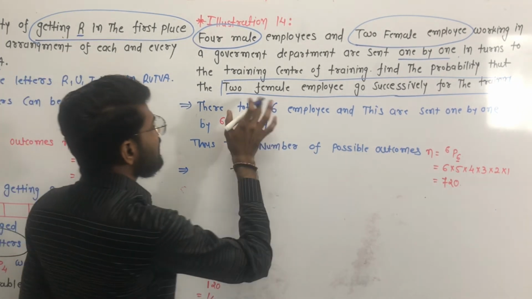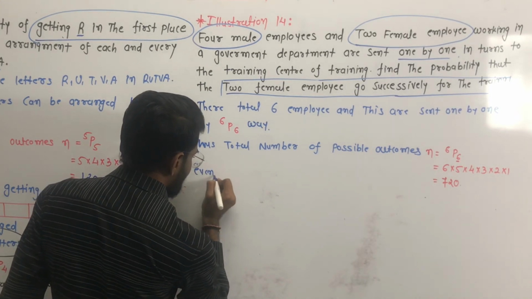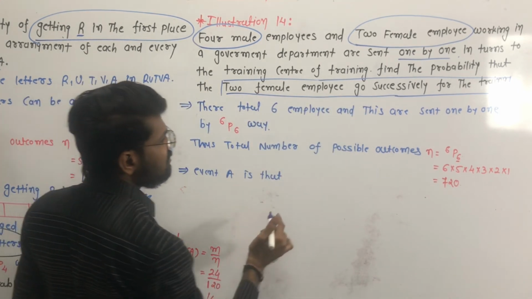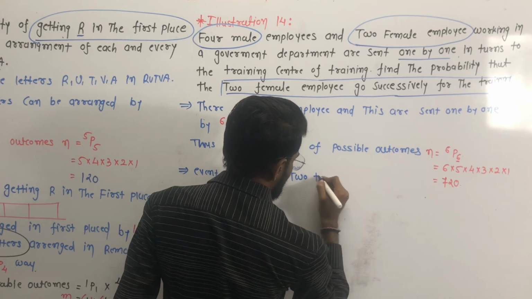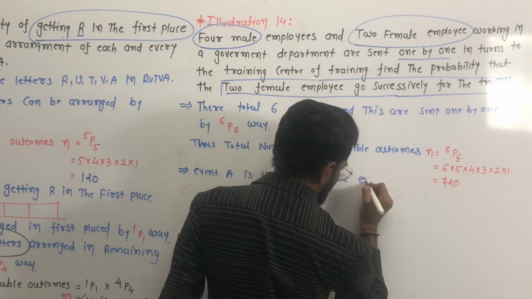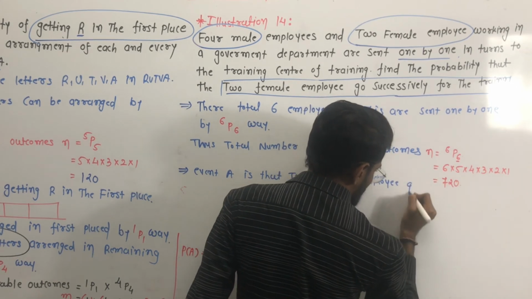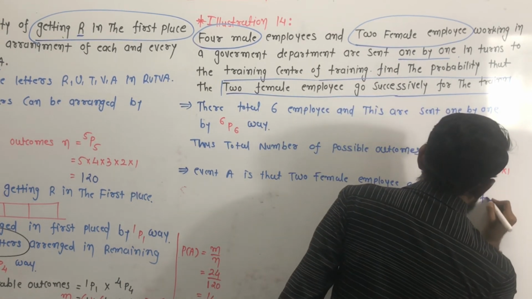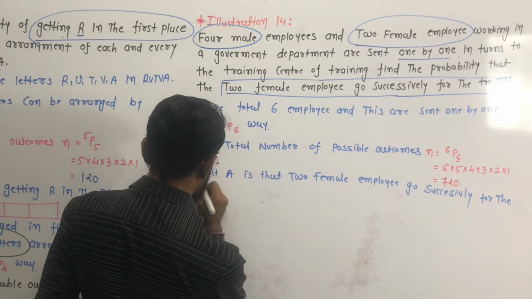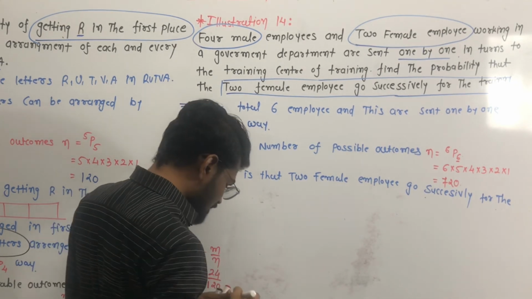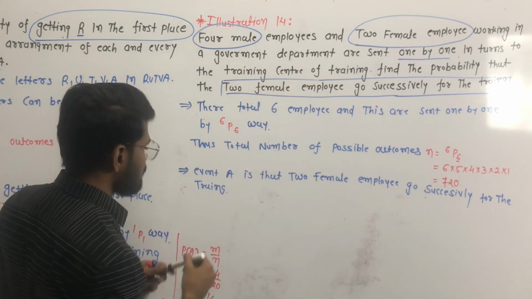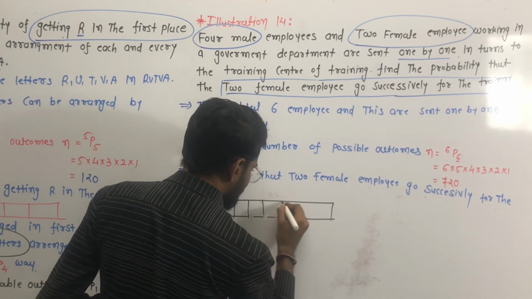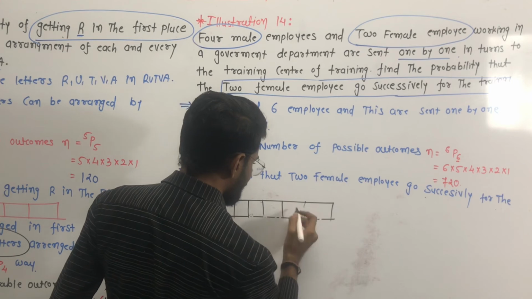Our event A is that 2 female employees go successively for the training. Okay, let's see, how many employees are there in total? Total 4 plus 2 means 6 employees. Yes, then 1 2 3 4 5, sorry, 5 and 6.